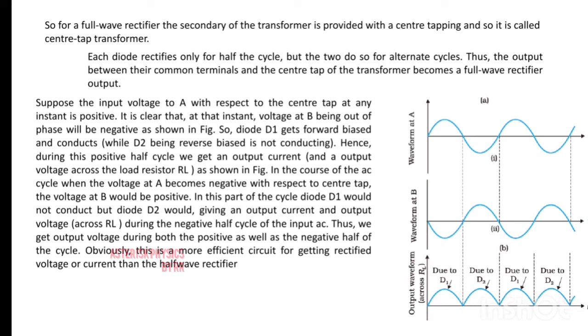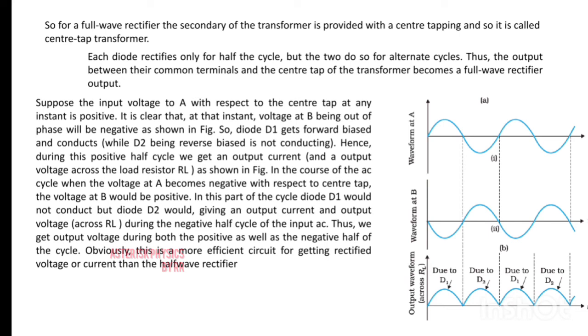Now, during the next half cycle, the potential at A will be negative and that at B will be positive. So, diode D2 will be forward biased and diode D1 gets reverse biased. So, diode D2 conducts and there will be an output across the load resistance. So, the second waveform is actually due to conduction of diode D2.